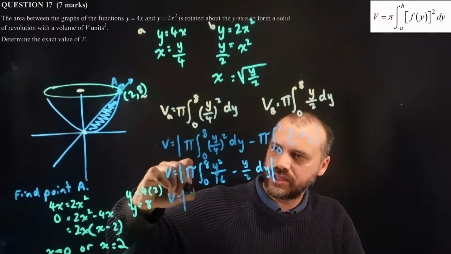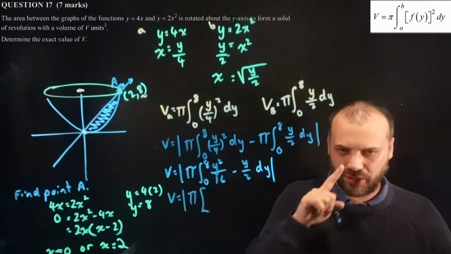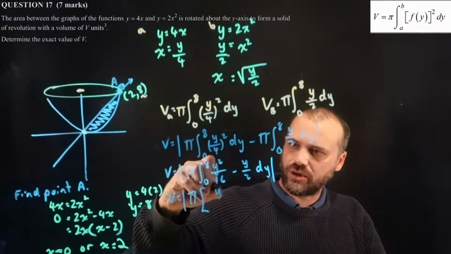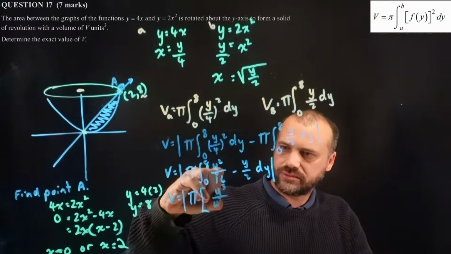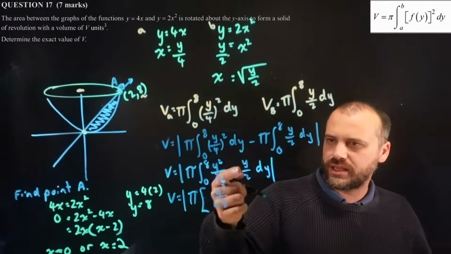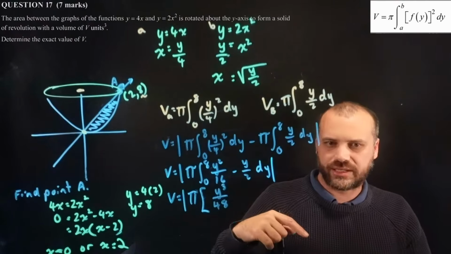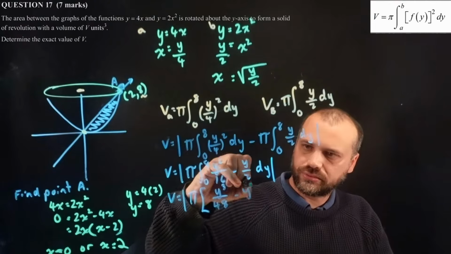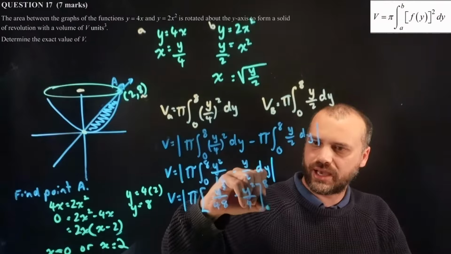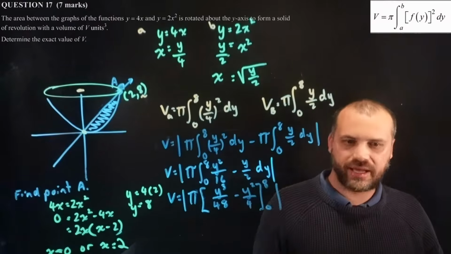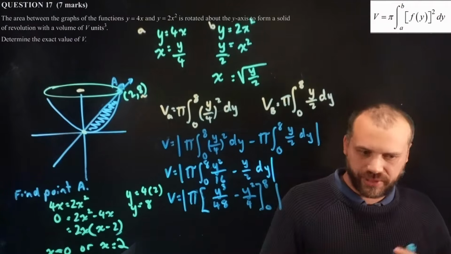So V equals absolute value. I've got my pi here. All right, and the integral of y squared over 16 is y cubed over, whatever 16 times 3 is, 48. And then minus y squared over 2 divided by 2. So that's y squared over 4. Okay, and we're going to be integrating that between 8 and 0 and an absolute value. All right, so we're just putting 8 in there, we're putting 0 in there, and we're done.